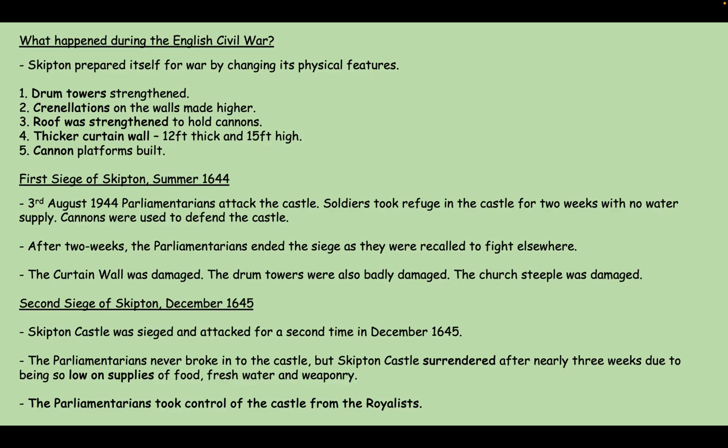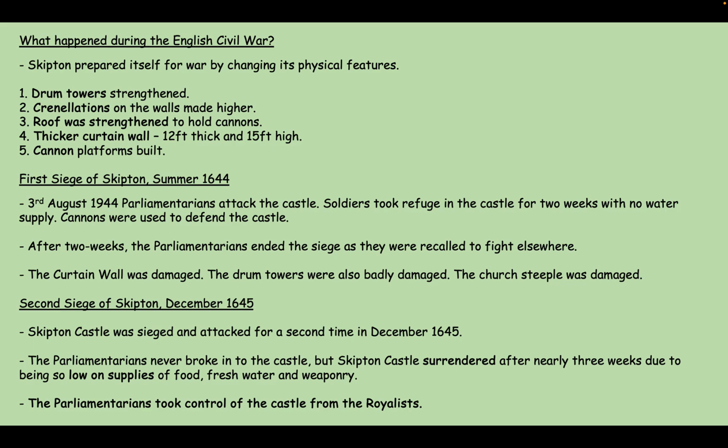They're not so lucky though on the second siege in December 1645. Skipton Castle is attacked for a second time in the December of 1645. Now the parliamentarians don't actually ever break into the castle, but very cleverly they starve Skipton Castle out. So they cut off the water supply. Obviously they've got limited fresh food inside the castle.